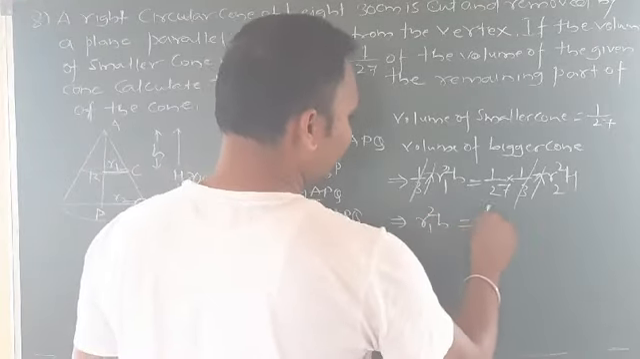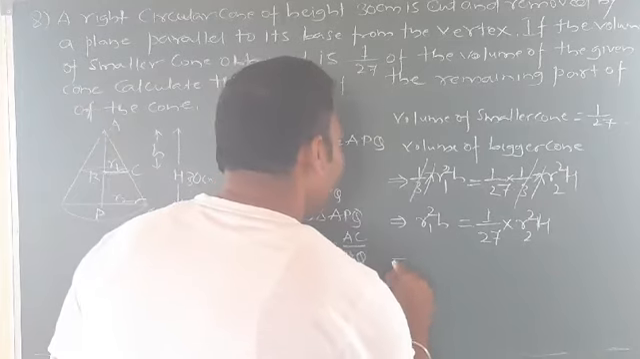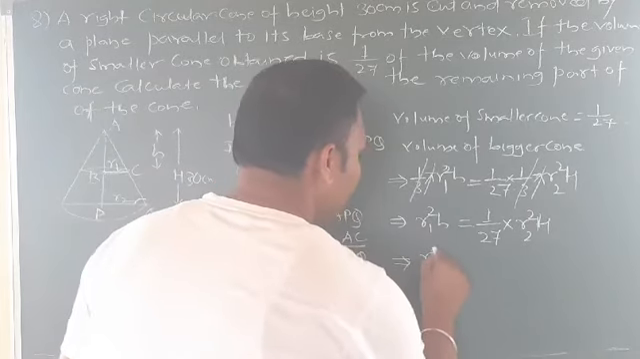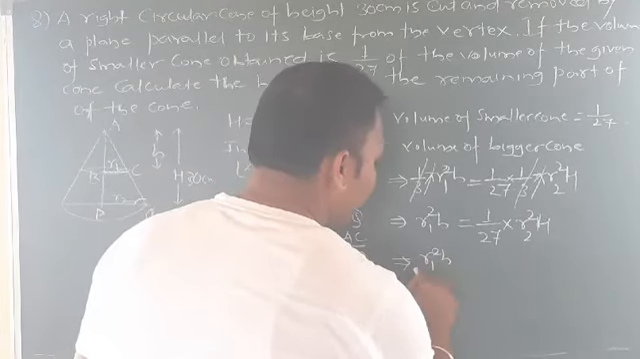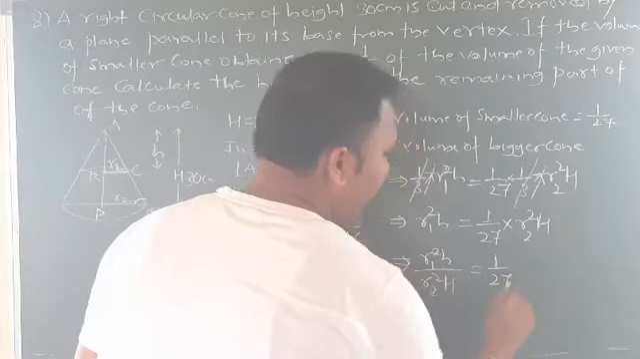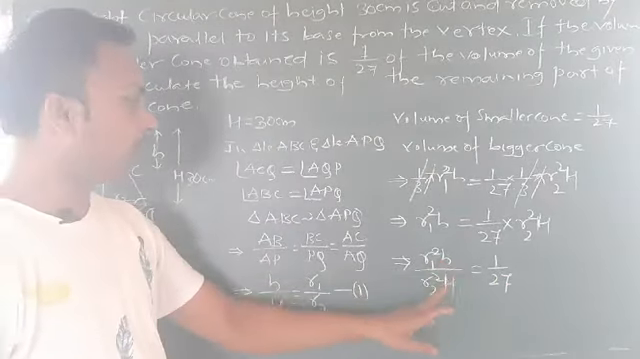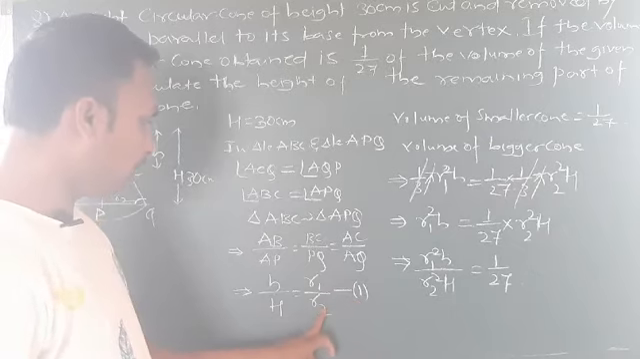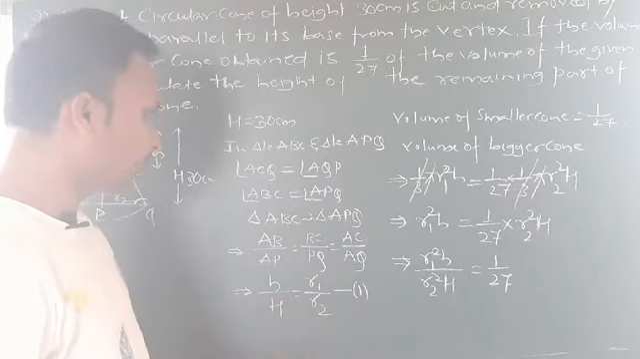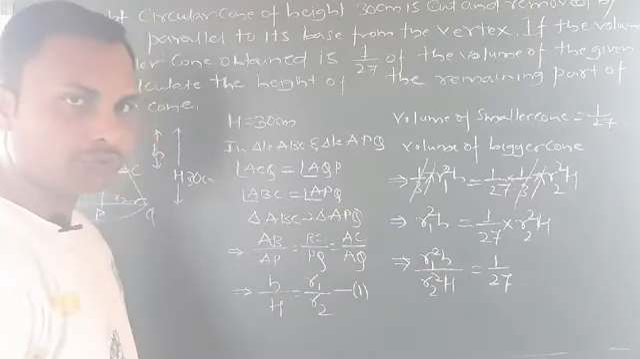Now bring R2 square into capital H to this side. Then we get R1 square into h by R2 square into capital H is equal to 1 by 27. But from equation 1, we have R1 by R2 equal to h by H, so we can substitute here. Yes, exactly. From equation 1, R1 is h and R2 is H.